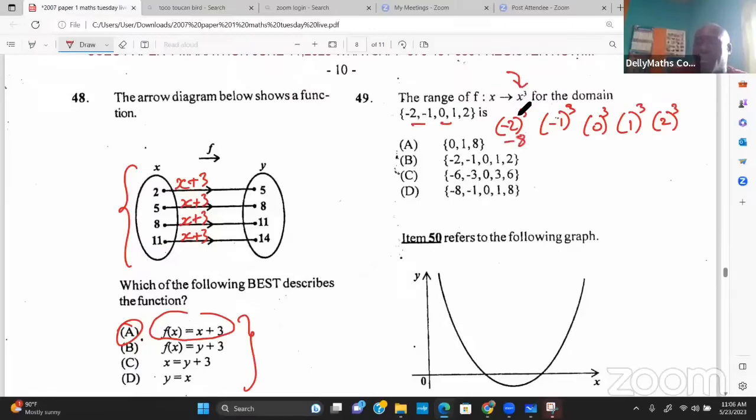This is negative 8. This is negative 1. This is 0. This is 1. This is 8. So you go and you look for these. You work them out, and then you look, right? Remember, though, negative 2 to the third means negative 2 times negative 2 times negative 2. Hence, this is how I got the negative 8. Negative 1 to the third is negative 1 times negative 1 times negative 1, right? And that is how I get negative 1 at the end. So the answer is D.